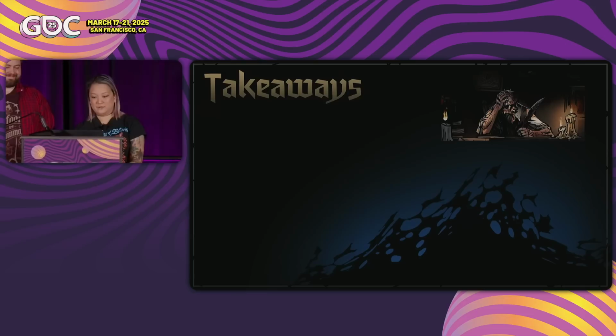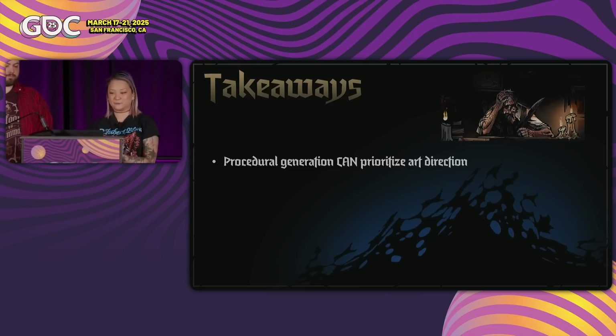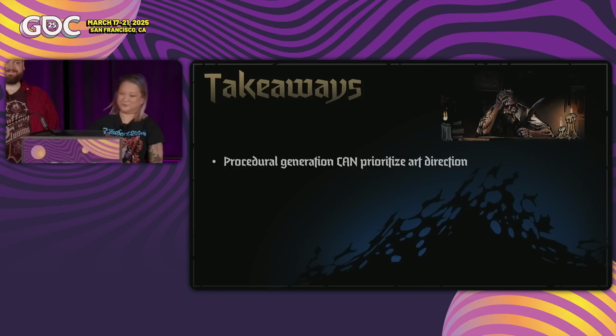Okay, we'll have a couple of quick takeaways for you now, just to wrap things up. So firstly, we learned that procedural generation can indeed prioritize art direction if that's important enough to your project. Like Colin said earlier, procedural generation systems are usually a big programmer-centric, tech-led thing, but if it's important enough to your game, you can uplift and uphold art direction and bend this system to your will if you need to.